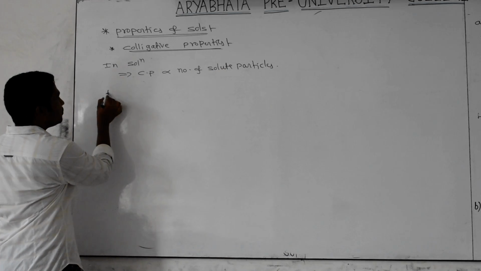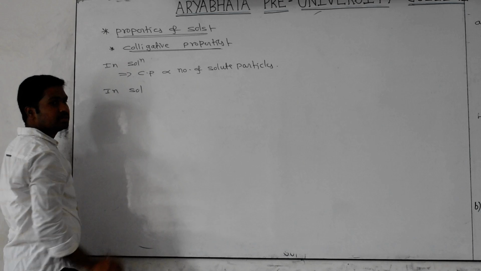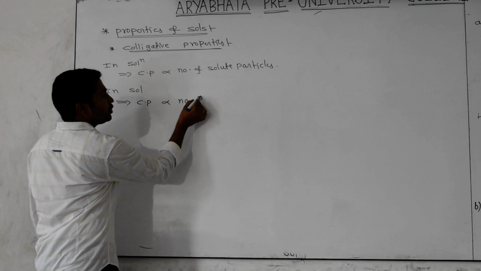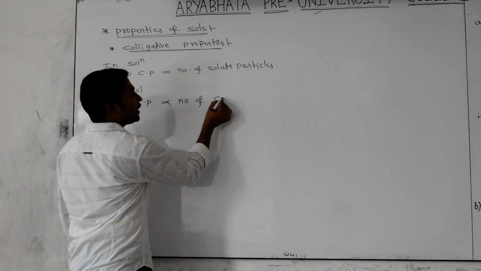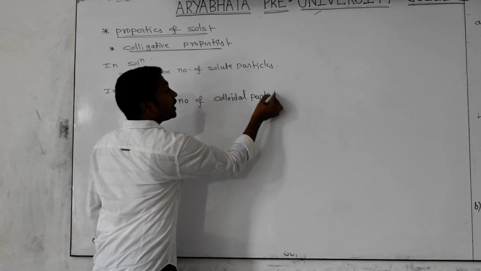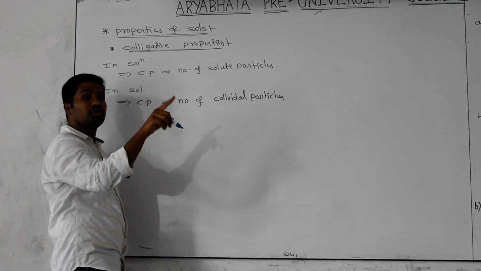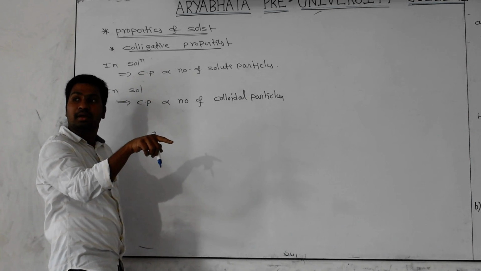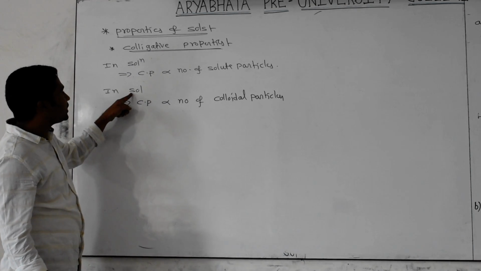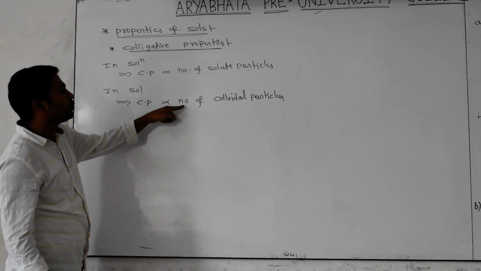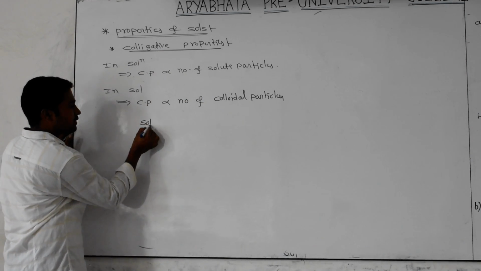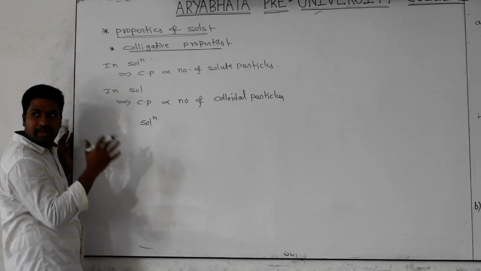Yes. Now coming to the sol, what happens? Same. Colligative properties are directly proportional to the number of sol particles, or nothing but colloidal particles. Because I already told you in the starting, in a solution it is solute, but in the case of a sol, the dispersed phase is also called a colloidal particle. So in the case of a sol, colligative properties are directly proportional to the number of colloidal particles. For understanding, I am taking a solution first. See the concept, you will get one conclusion finally.